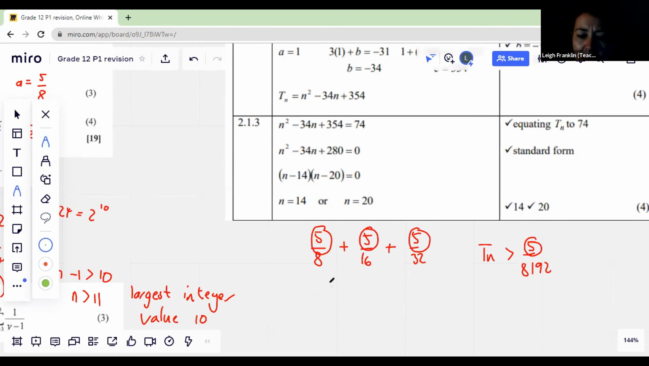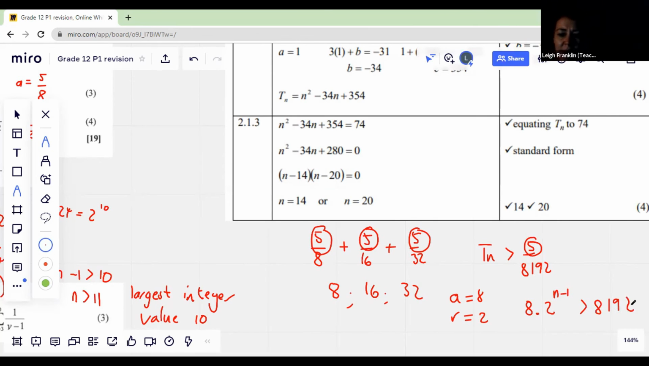So in other words, our pattern is actually 8, 16, 32, and we want to work out for which value of n our Tn will be greater than 8192. That's where we went wrong. So here, our A value is 8 and our R value is going to be equal to 2. So subbing into Tn, we have 8 times 2 to the n minus 1 has to be greater than 8192. Okay, divide both sides by 8.